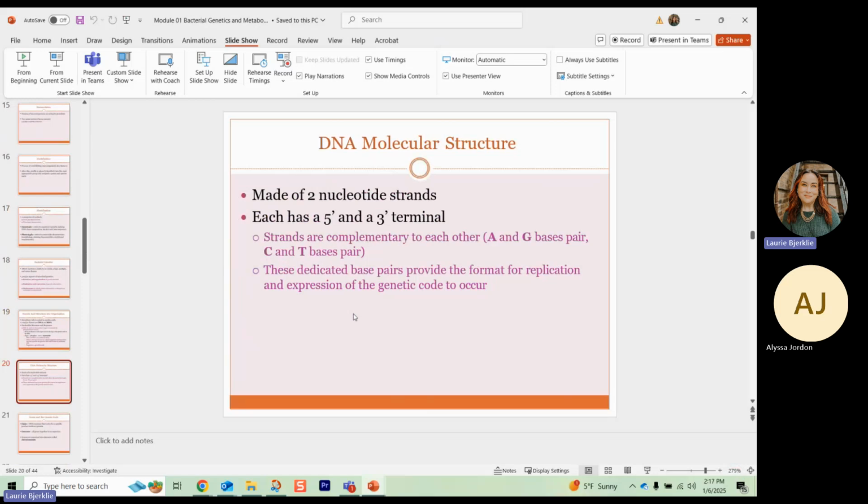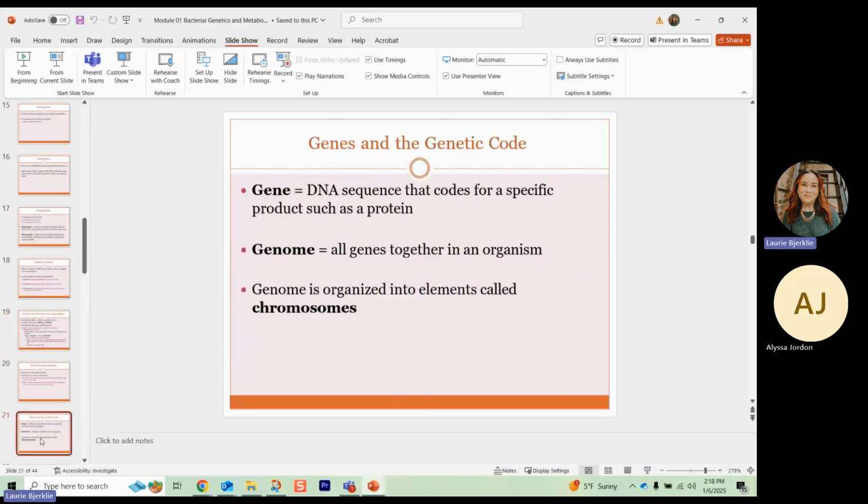Again for DNA, it's two strands together. They're complementary to each other. So they have the adenine and guanine bases that pair and the cytosine and thymine bases that pair. For a second there, I had a blank. See, I blanked it out myself. So they pair together and they make that double helix for DNA.